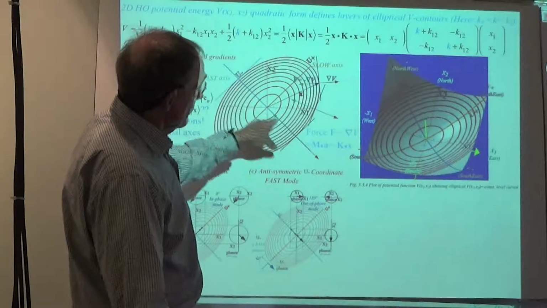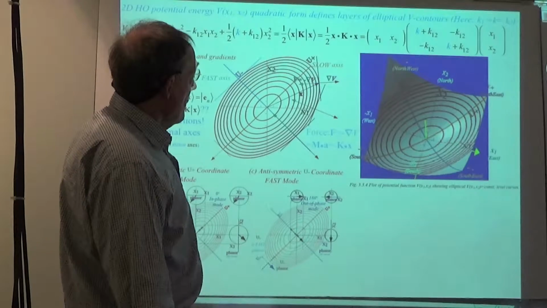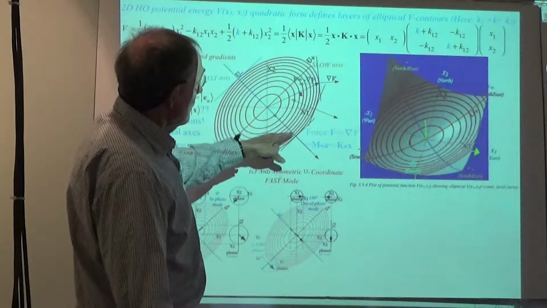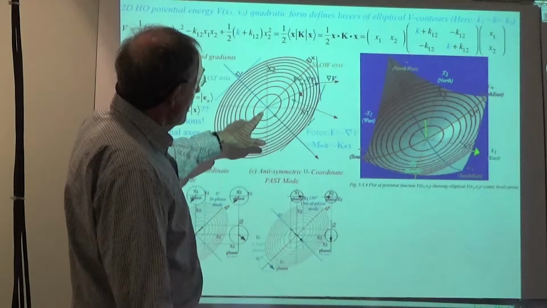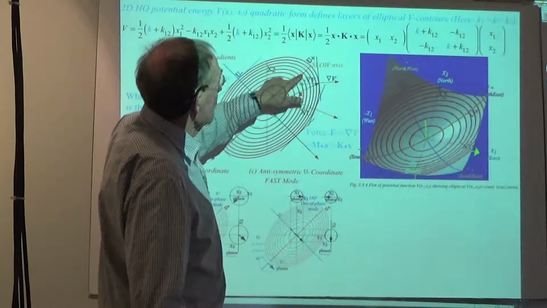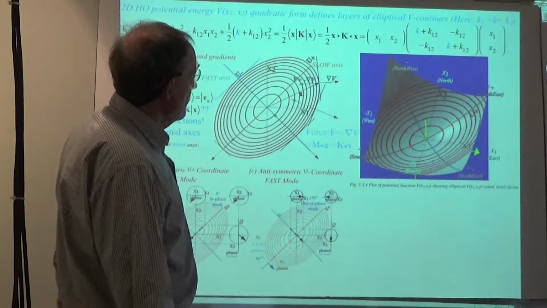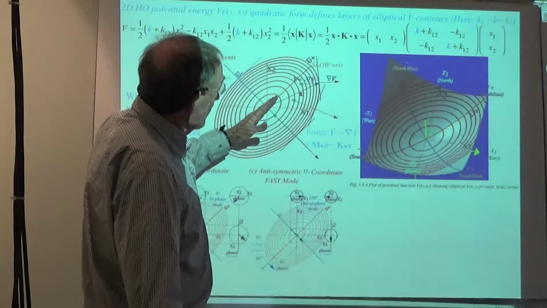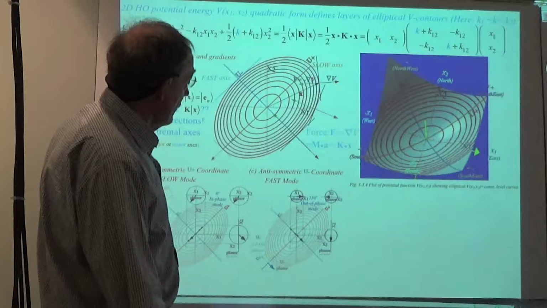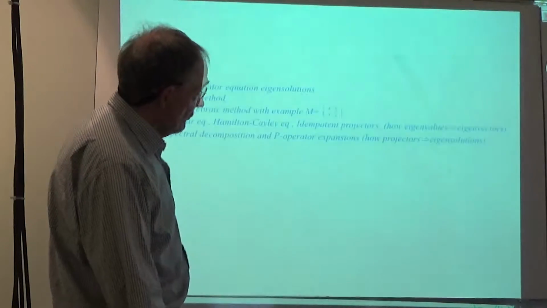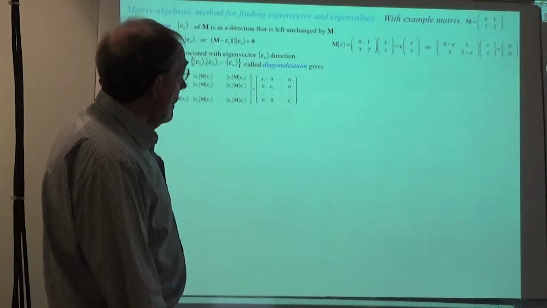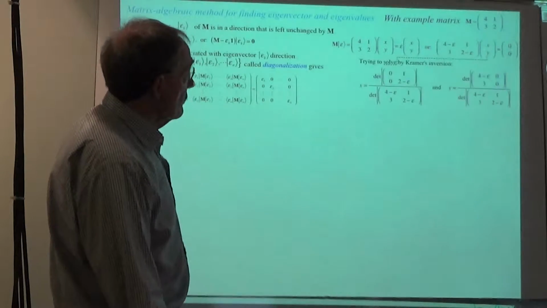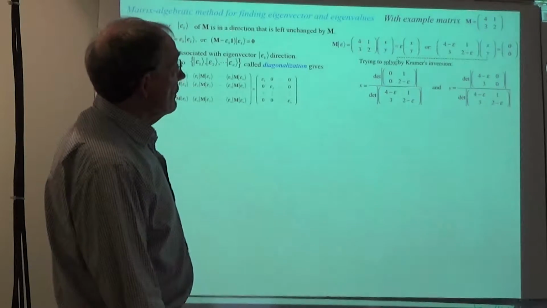The result will be a simple linear motion, either along, in this case, a fast mode with very tight contour lines, or a slow mode that goes back and forth between the contours that are intersecting this particular direction that has less slope, less force. So that's a geometrical procedure.